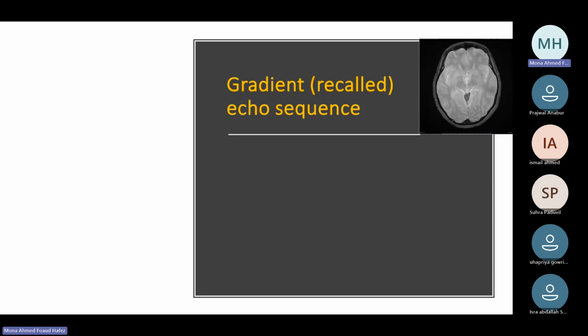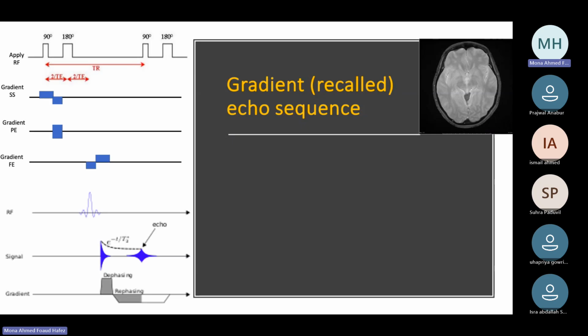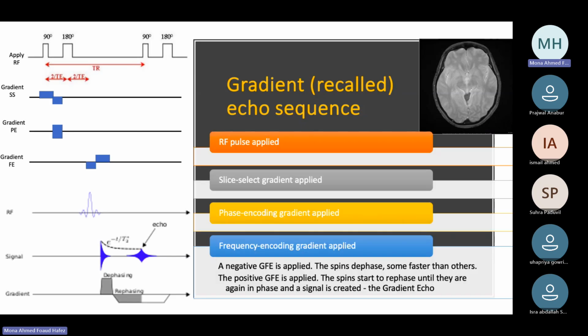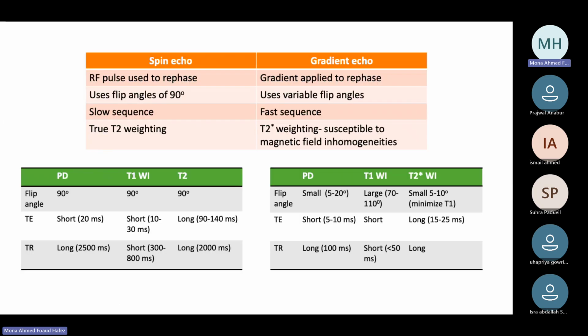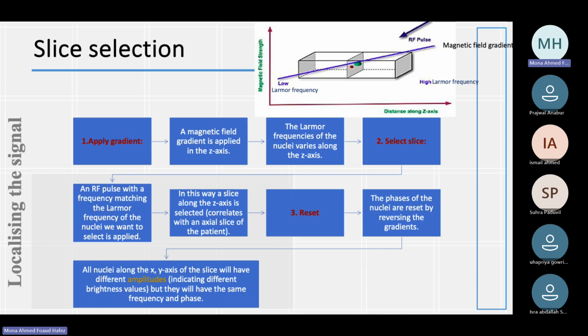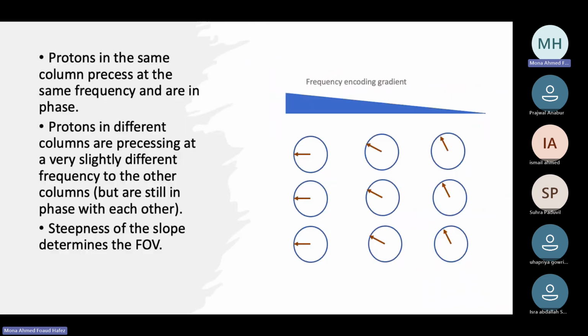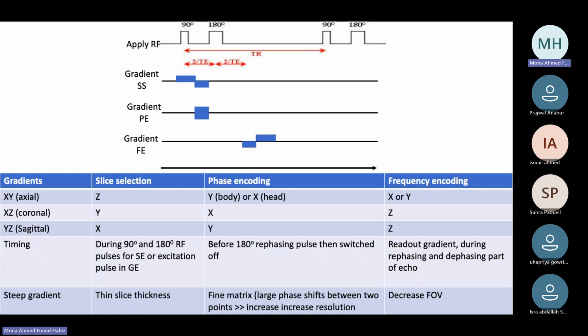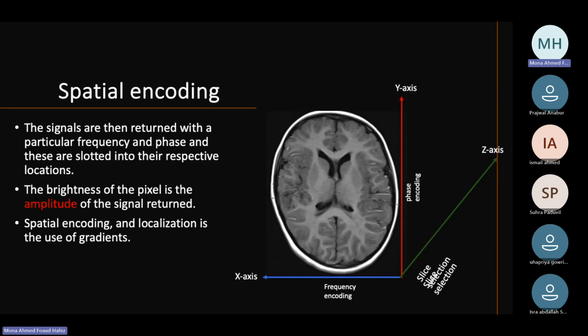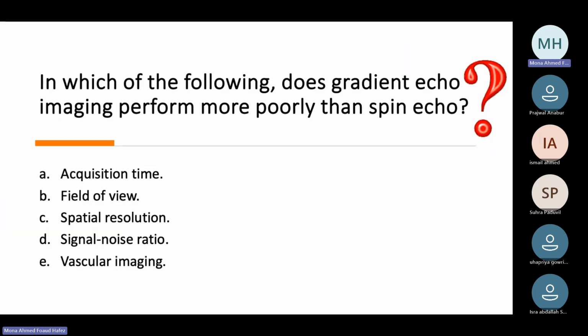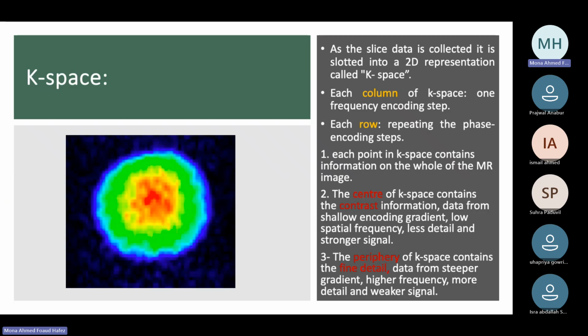We also talked about the gradient echo, which depends on a radio frequency pulse with degrees less than the conventional echo. Then we apply the slice selection gradient, phase encoding, and frequency encoding gradient. For the slice selection gradient, we talked about it, and frequency encoding, the readout gradient, and phase encoding. Then we talked about spatial encoding. Now we'll start with the K-space.